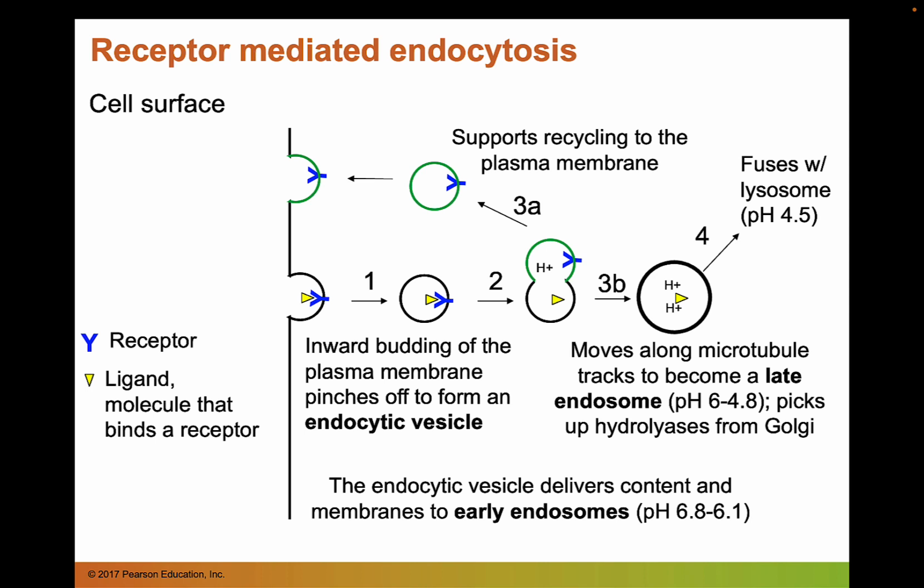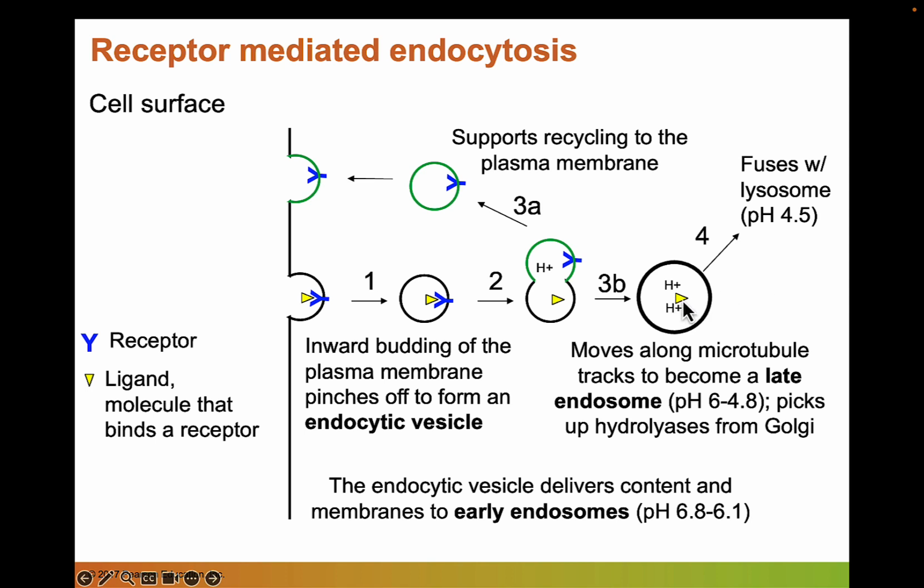This material then fuses with the lysosome, and the lysosome becomes bigger, except it can also break down membrane. And the lysosome has a pH of around 4.5. And this is usually where any acidic hydrolases that have been dropped off from the Golgi are most active. And so this ligand becomes degraded pretty fast once it reaches that lysosome.